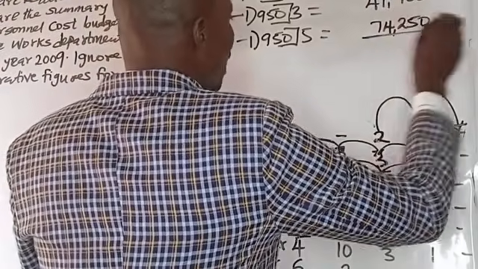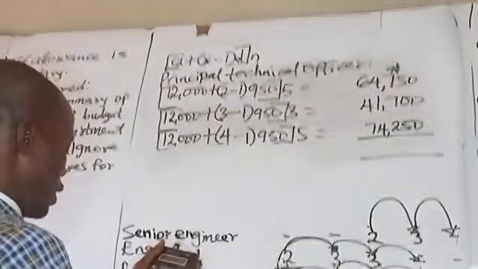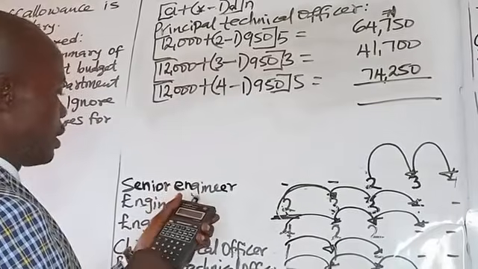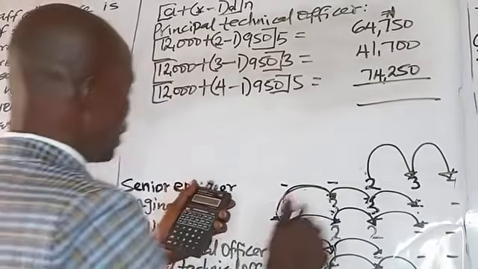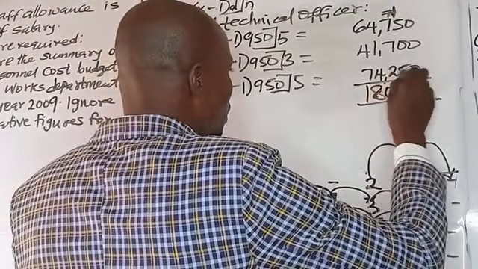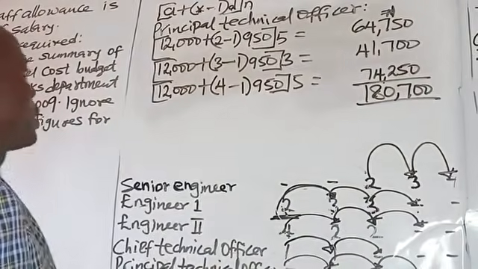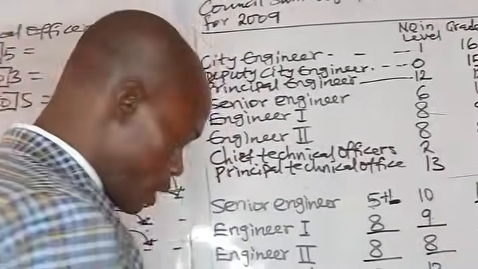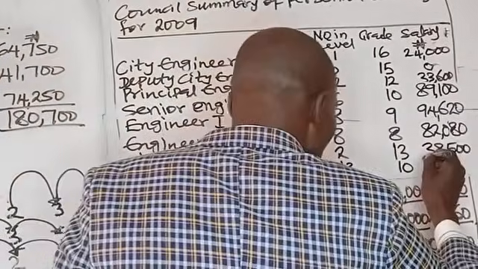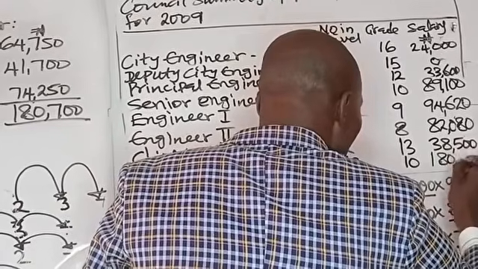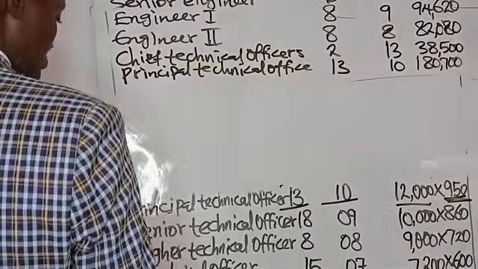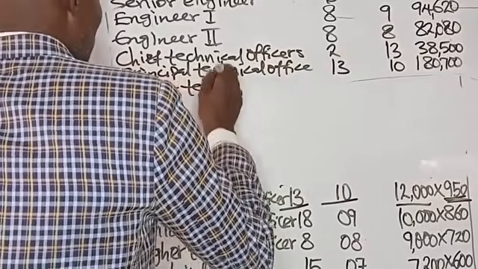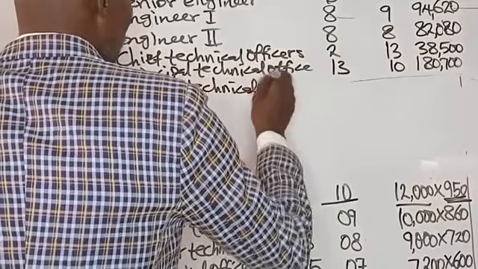74,250. So now, let's sum it up. Plus 41,700 plus 64,750. So we have 180,700. So principal technical officer, 180,700. Senior technical officer.